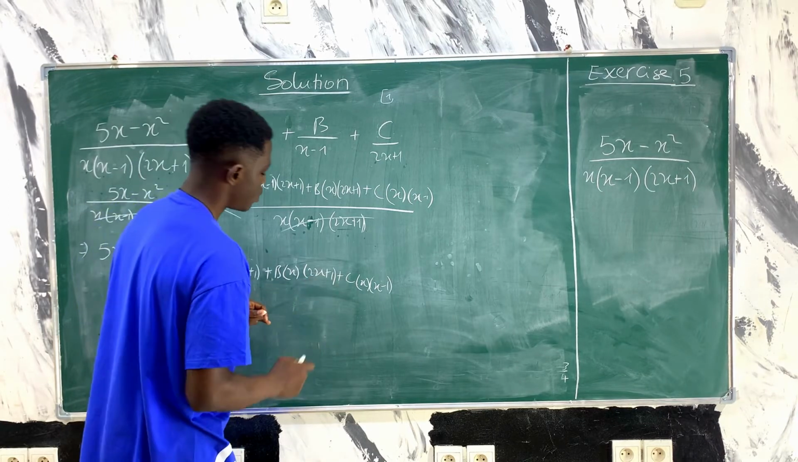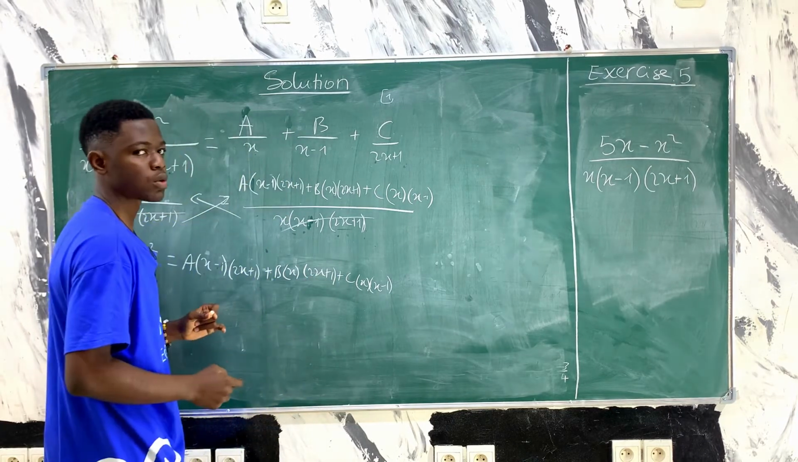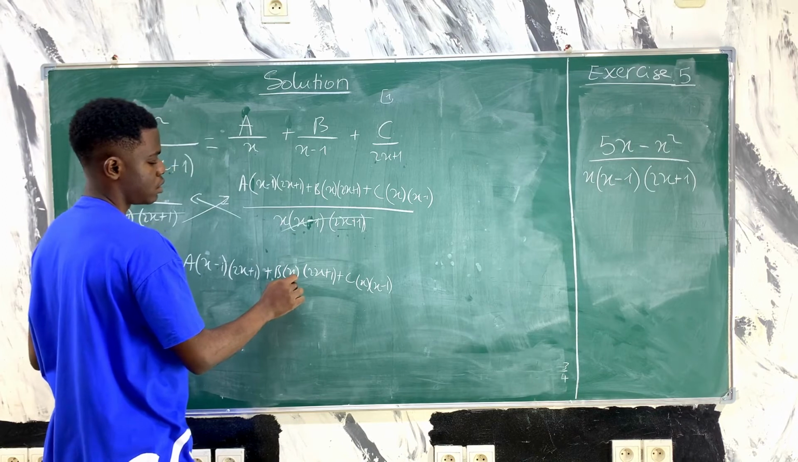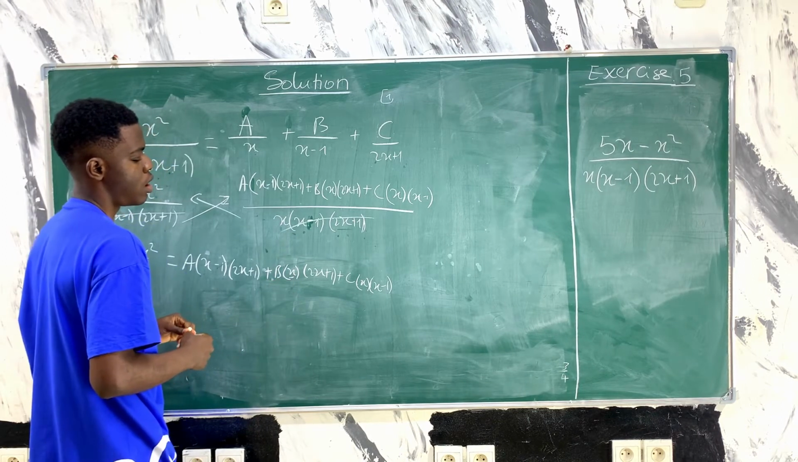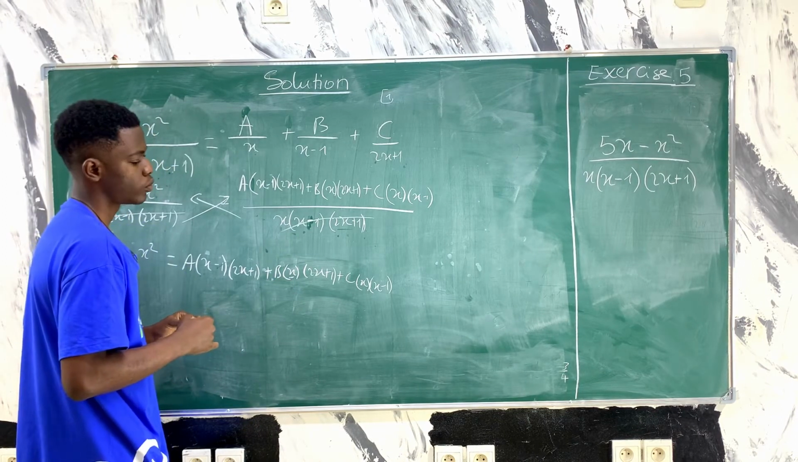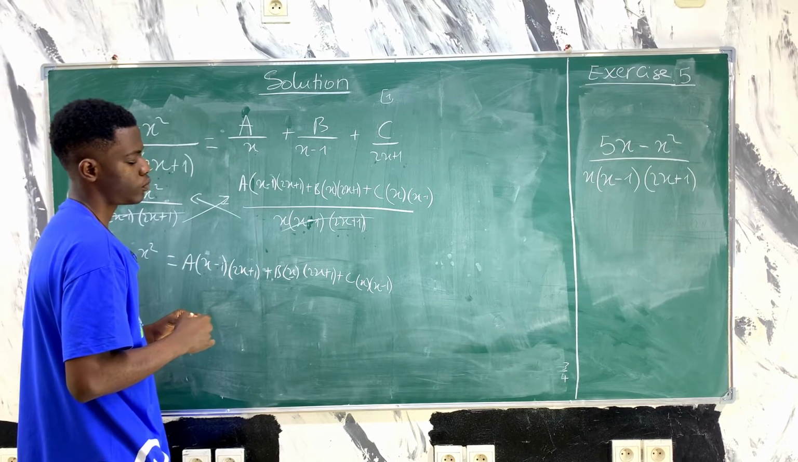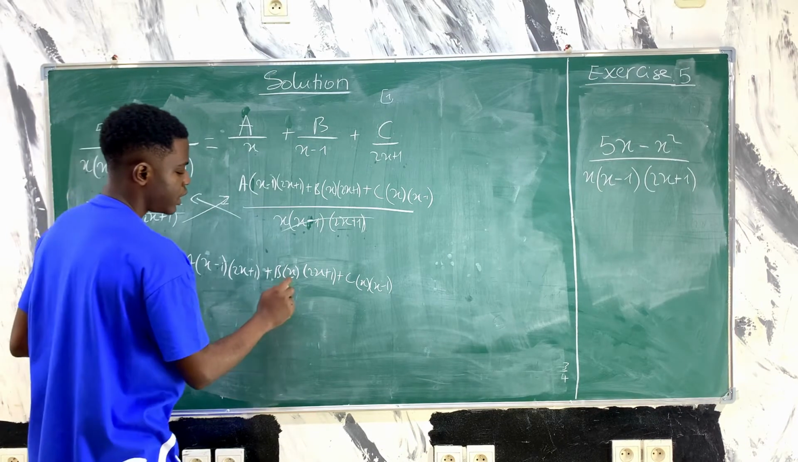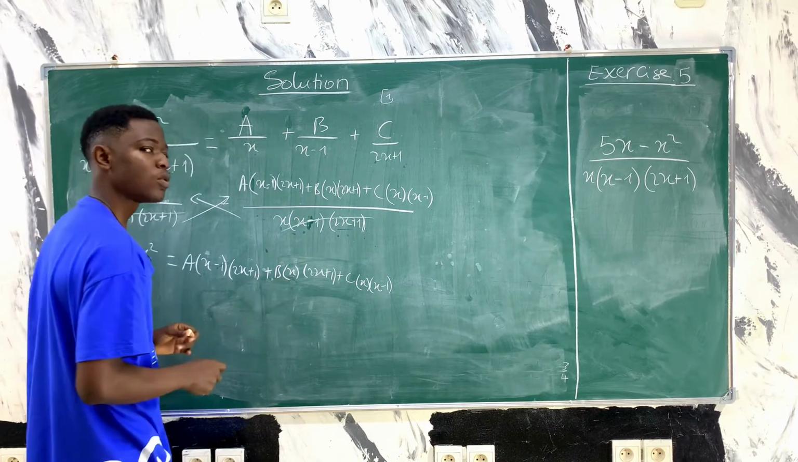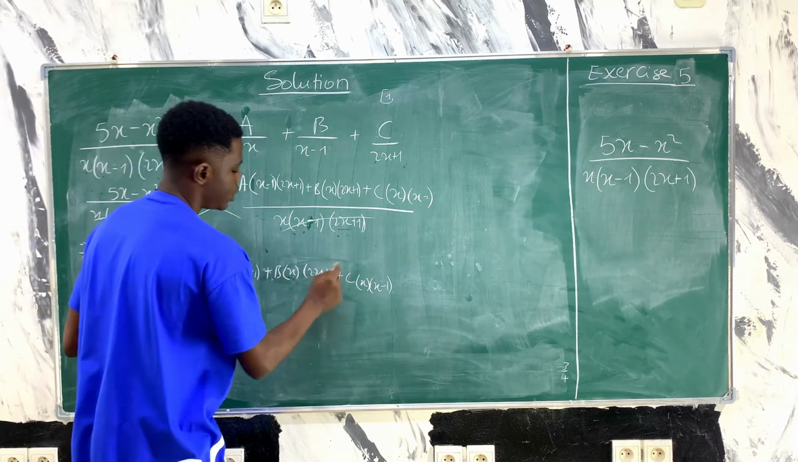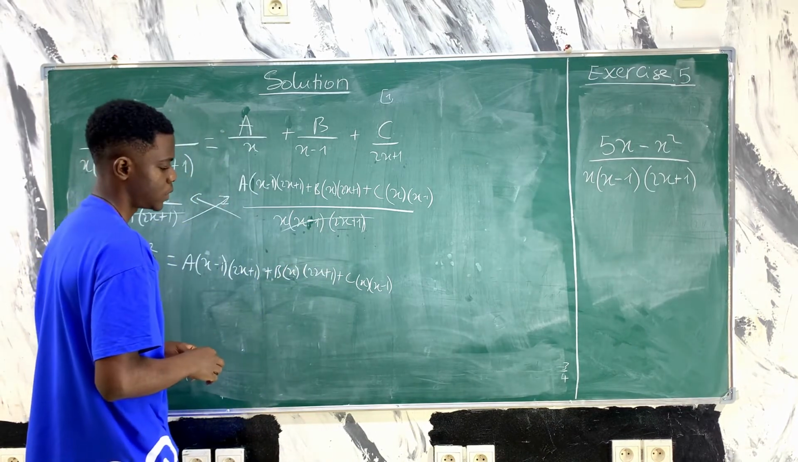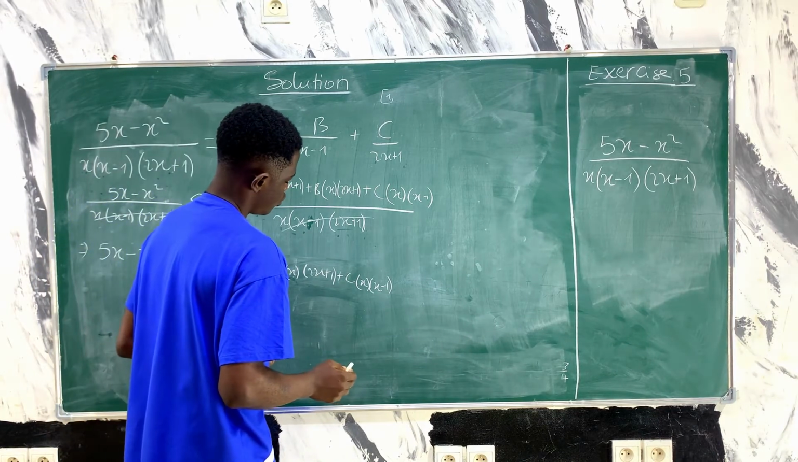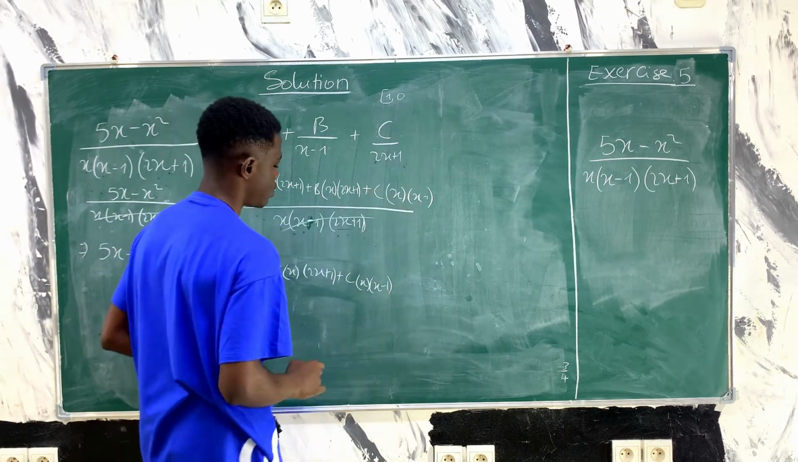b times x times this. What can I do so that this thing turns all to 0? I'm saying I have x here. I have an x here. It means that if I replace x by 0, I'm going to have all of this going to 0. So my second value is 0.